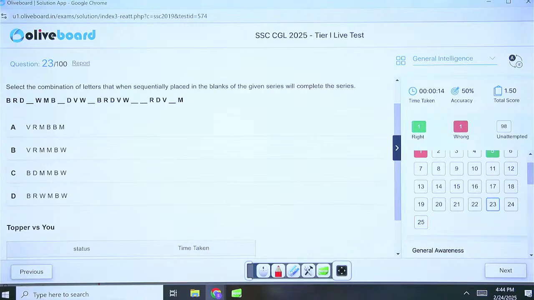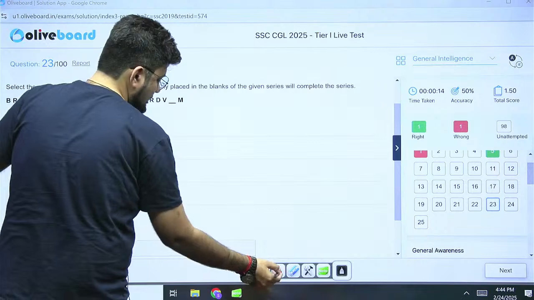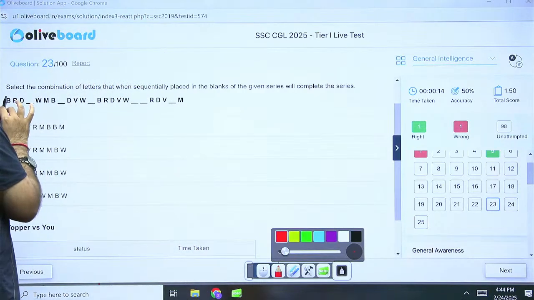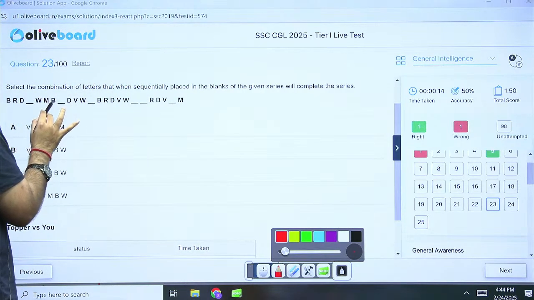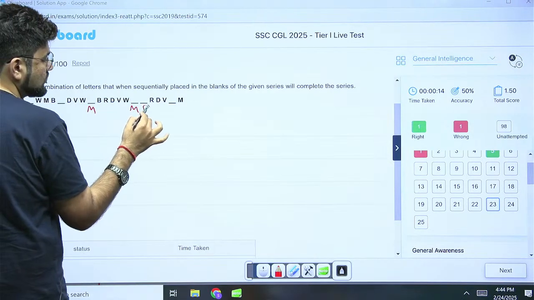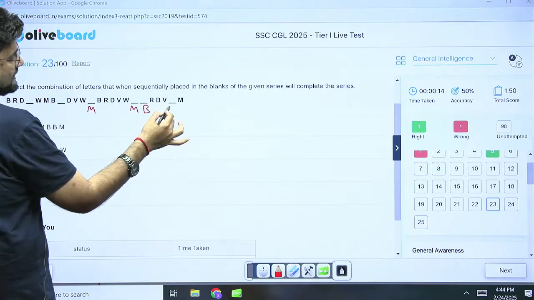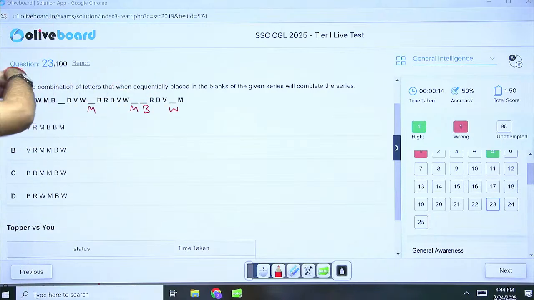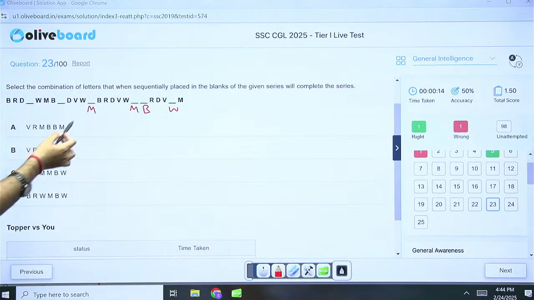Correct. VRM MBV. Very good, Amit. So, what is the logic here? BRD dash WMB. Most probably we have an M here, and I think we will have a WMB here in cyclic way again. So, just look at these blanks in the last 4 positions. MMBW.